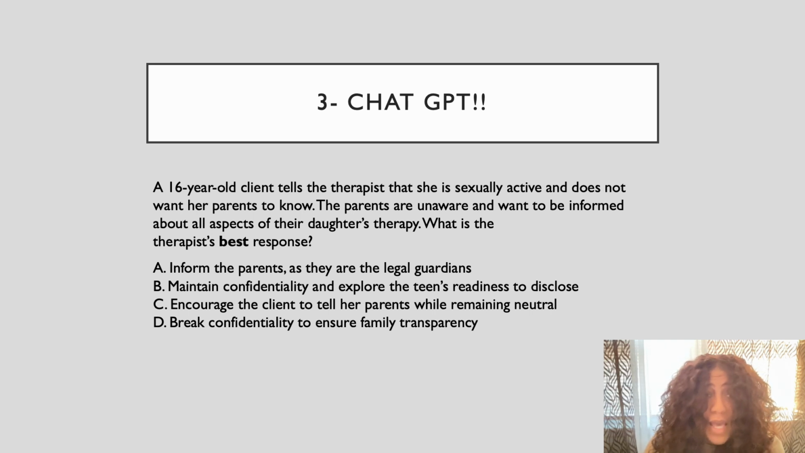Let's look at B. Maintain confidentiality and explore the teen's readiness to disclose. Maintain her confidentiality and then work with her on options. If she wants to tell her parents, she can. It's not saying she's, and I hate to say it, out here being a prostitute standing on the corner. Now, that's something you really probably should be reporting, but she's 16 years old, she's sexually active, and she doesn't want her parents to know. So explore options with her, but you can still maintain confidentiality while you're doing so.